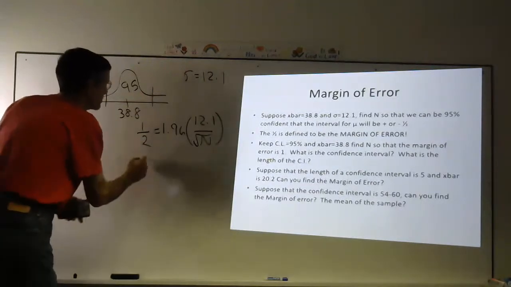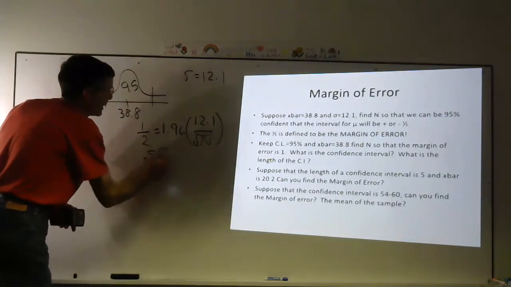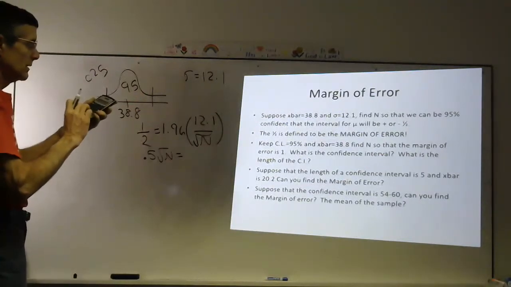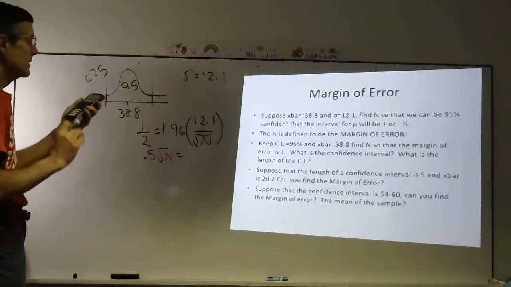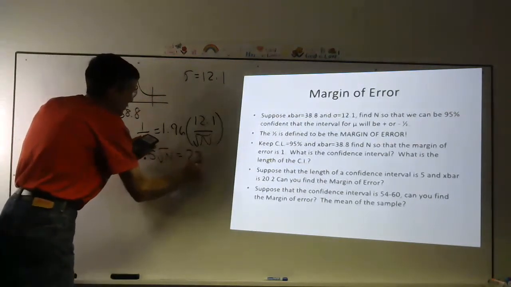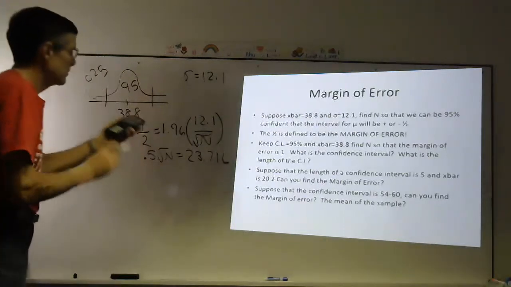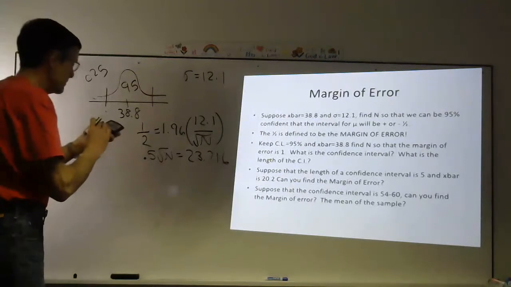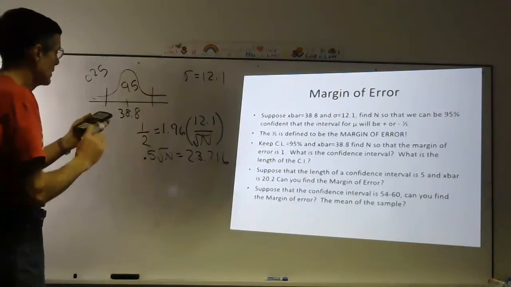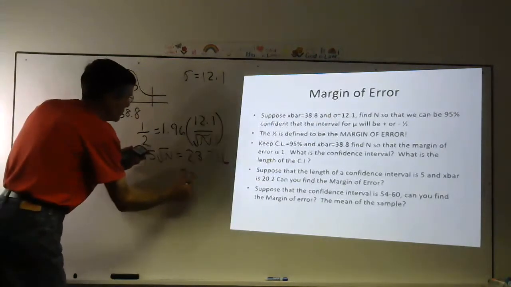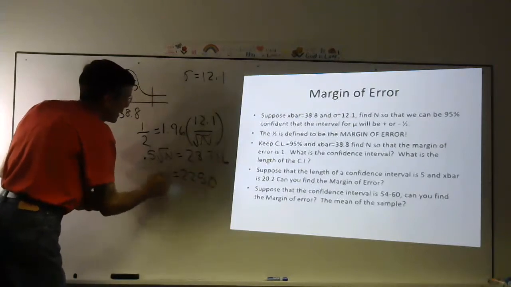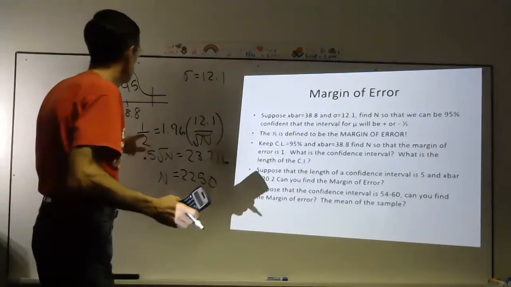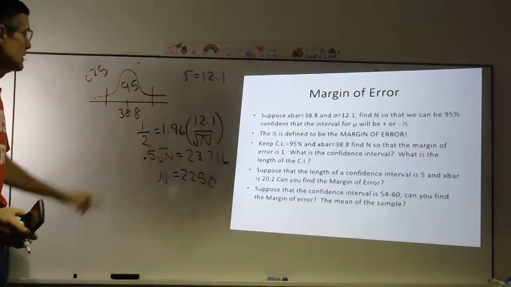Multiply both sides by root n, so 0.5 root n is 1.96 times 12.1, and I get 23.716. Divide by 0.5, and square it, and I get 0.2250. There has to be that many people surveyed to be able to be 95% confident and to get a margin of error of 1/2.